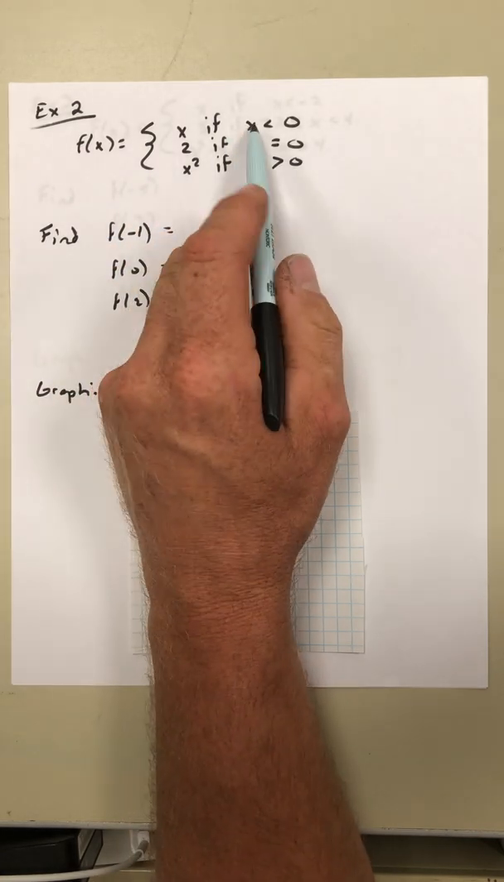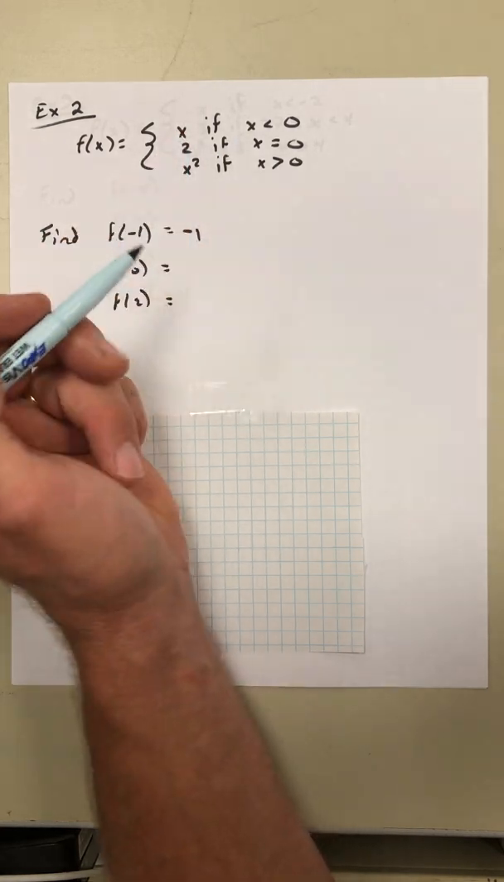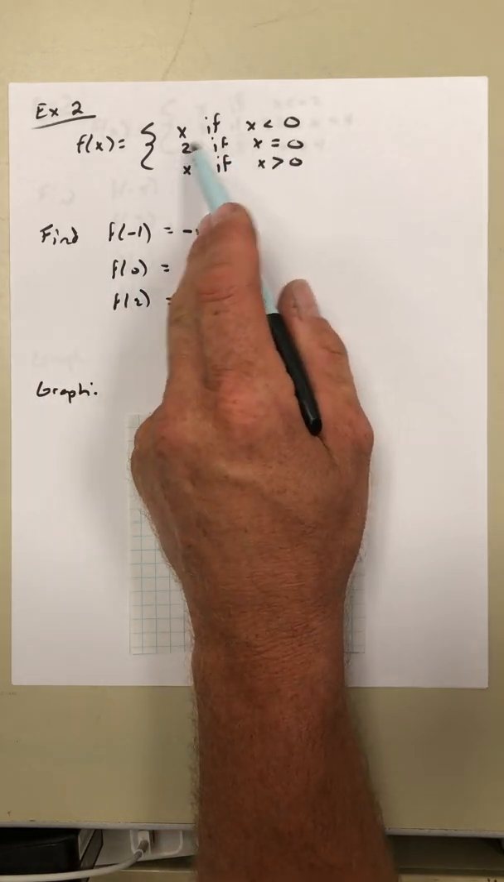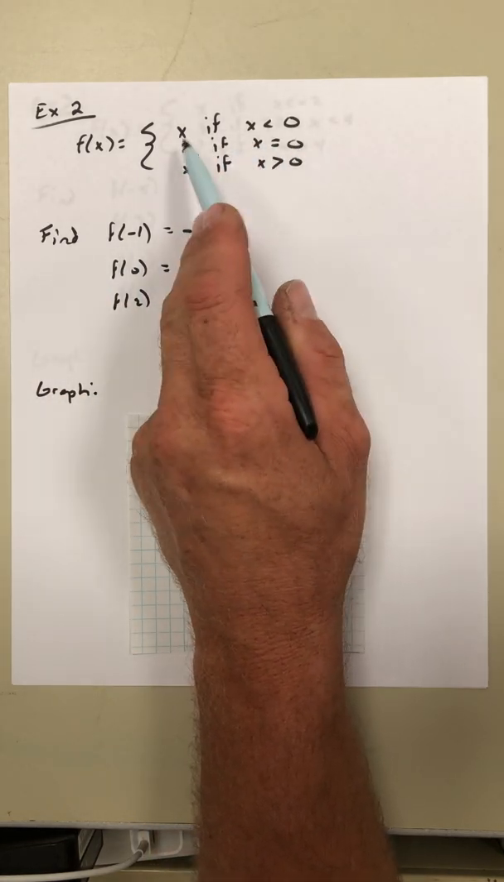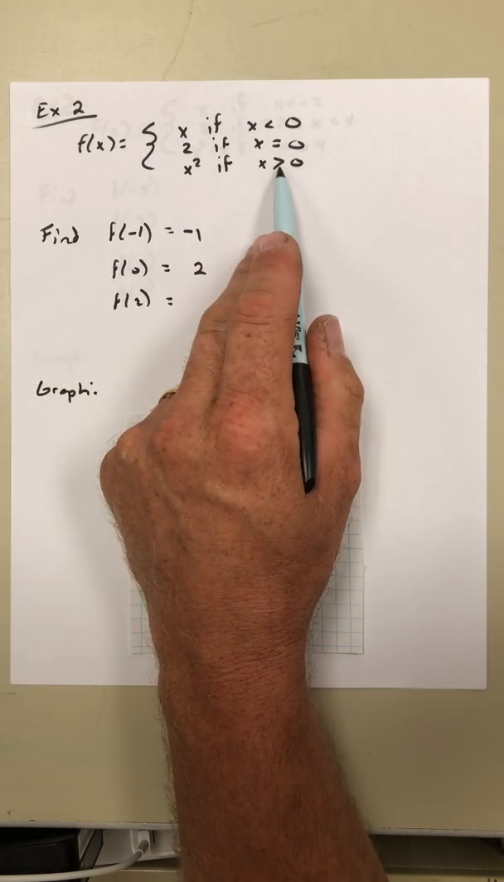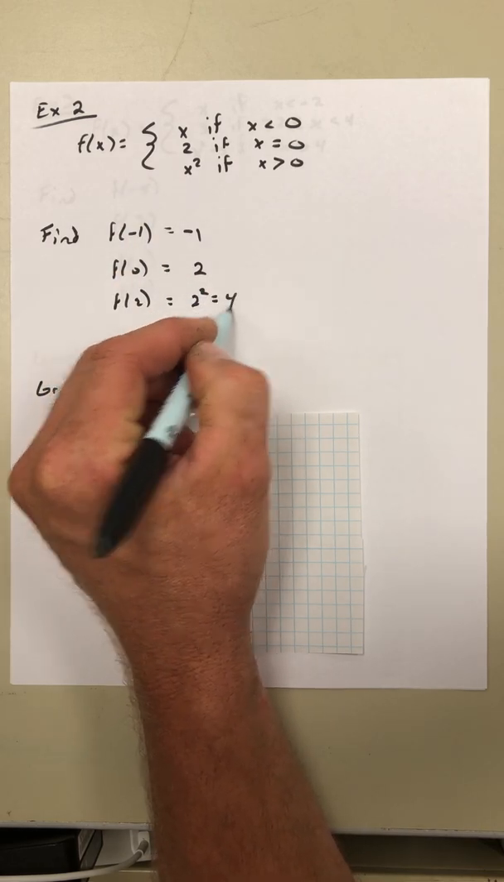By plugging in -1, it makes sense in the top part. Replace my x's with -1, I get -1 out. 0 only makes sense in the middle part, so I plug in 0, I get 2 out. And f of 2 makes sense in the bottom portion. Plug 2 in, 2 squared gives me 4.